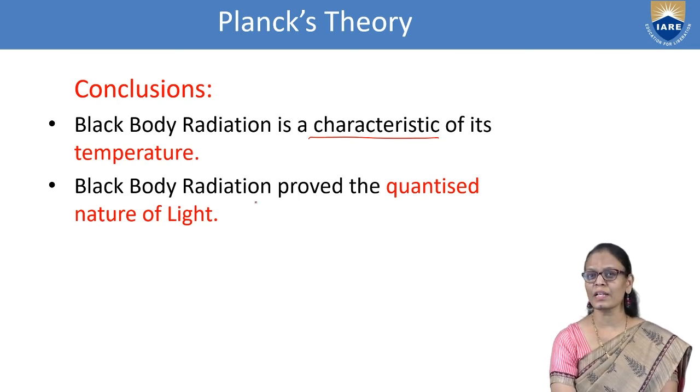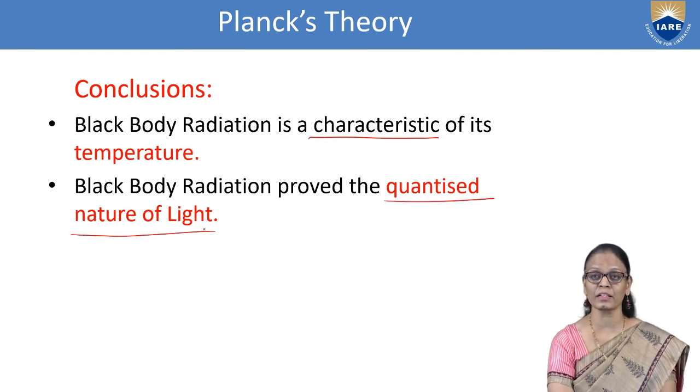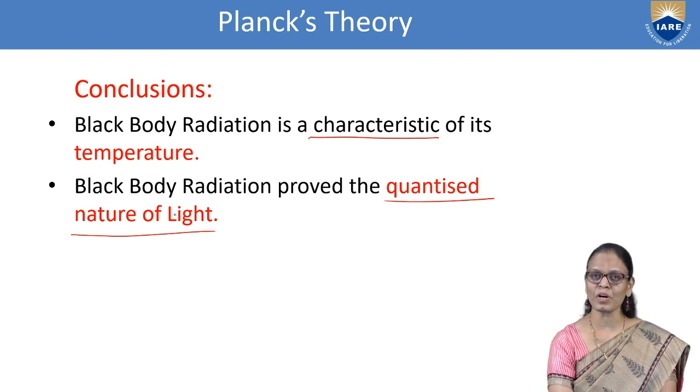Then black body radiation also proved the quantized nature of light. Till then nobody agreed that light could be in the form of small packets, or that it could be discrete or quantized. Quantized means in small packets and not continuous. So black body radiation, I can say, was the first experiment to prove the quantized nature of light.